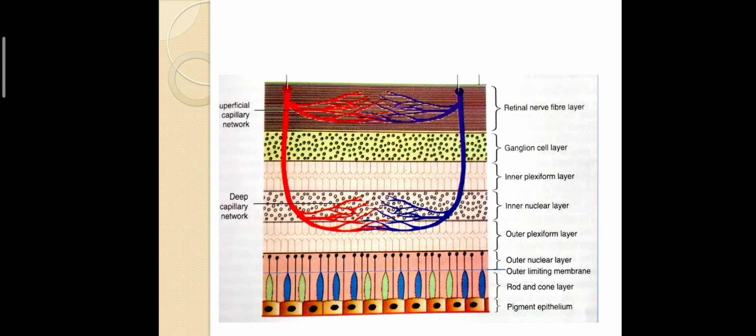So this is a picture depicting the retinal circulation. There are superficial capillary plexus and deep capillary plexus. The superficial capillary plexus occurs in the nerve fiber layer, whereas the deep capillary plexus occurs in the inner nuclear layer and outer plexiform layer.